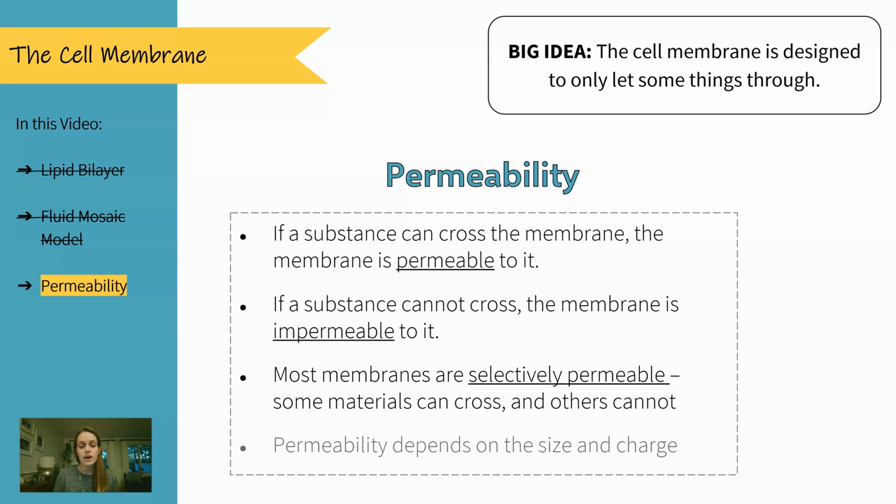And whether things can cross depends on how big they are. So water is a relatively small molecule, it can cross easily. But something like glucose would need a special channel because it's a really big molecule. And then charge. So if we have positively or negatively charged molecules or atoms, then they may or may not be able to cross based on that charge.